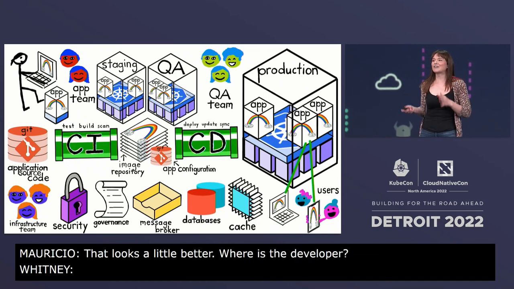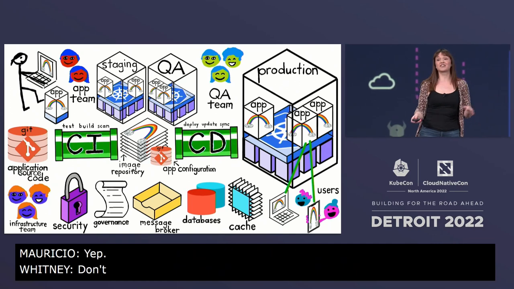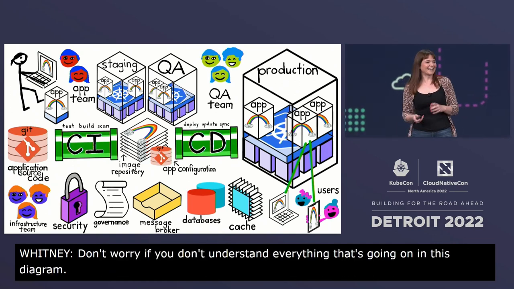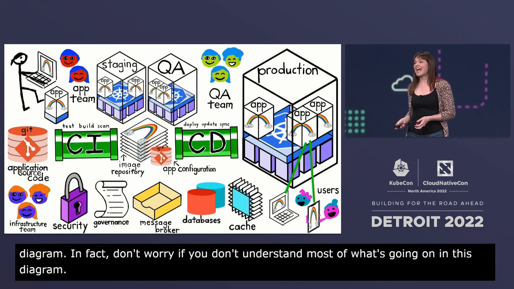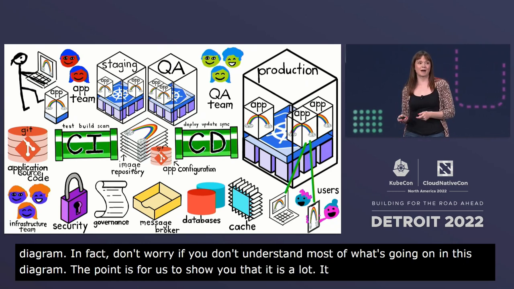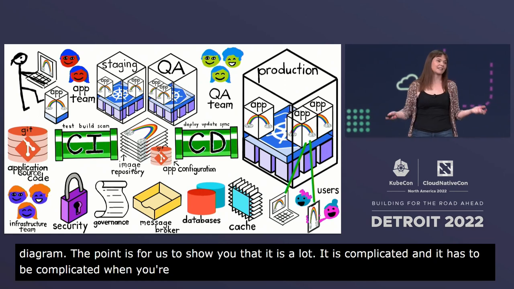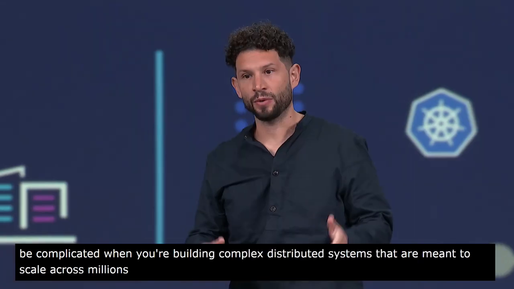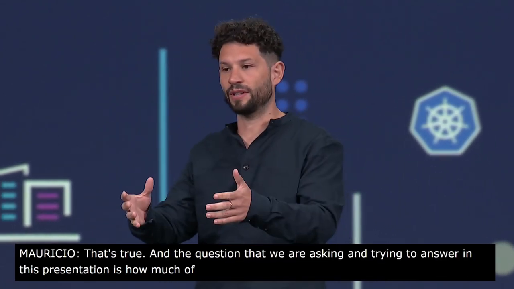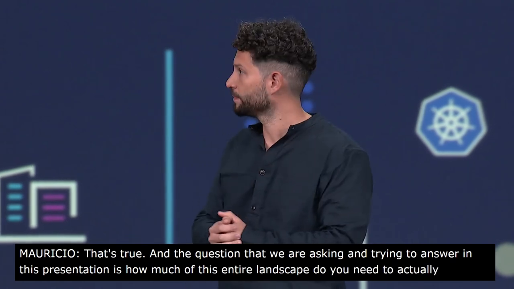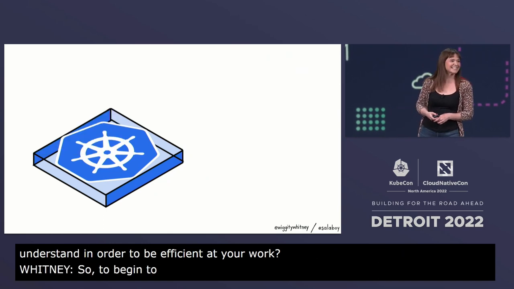But don't worry if you don't understand everything that's going on in this diagram. In fact, don't worry if you don't understand most of what's going on in this diagram. The point is for us to show you that it is a lot. It is complicated, and it has to be complicated when you're building complex distributed systems that are meant to scale across millions of users. That's true, and the question that we are asking and trying to answer during this presentation is how much of this entire landscape do you need to actually understand in order to be efficient at your work? So to begin to answer that question, let's talk about Kubernetes.